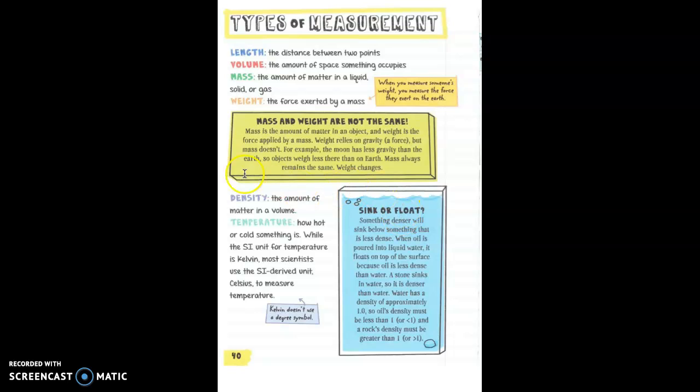Then here we have the sink or float. Something denser will sink below something that is less dense. When oil is poured into liquid water, it floats on the surface of the water because oil is less dense than water. A stone sinks in water because it is denser than water. Water has a density of approximately 1.0. So oil's density must be less than 1, and a rock's density must be greater than 1.